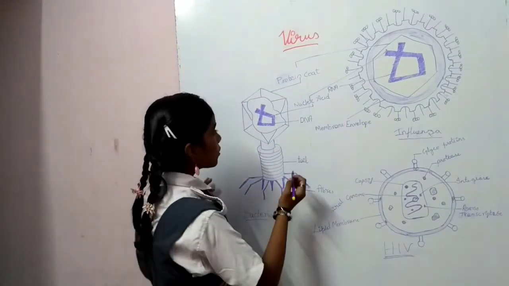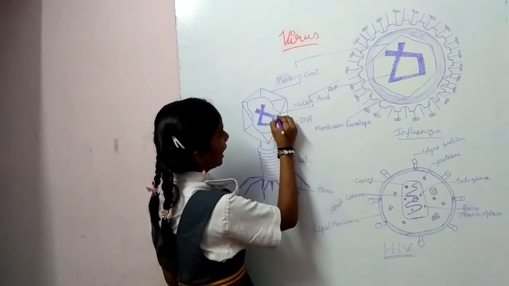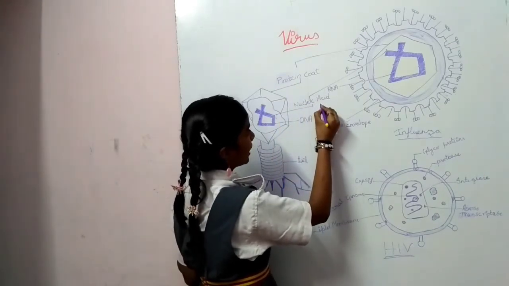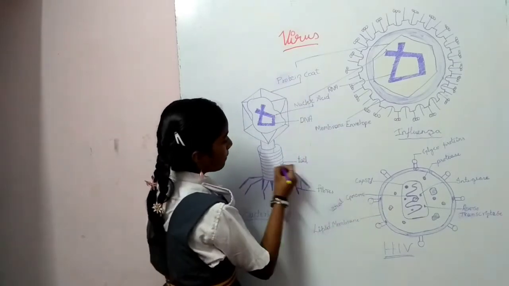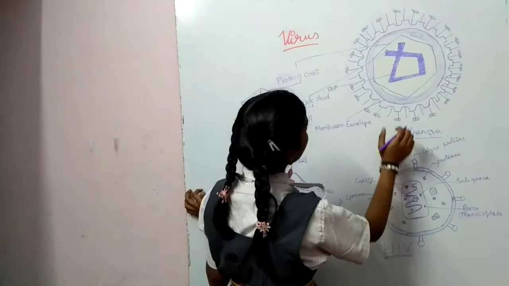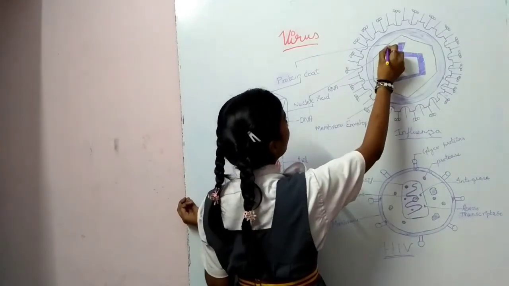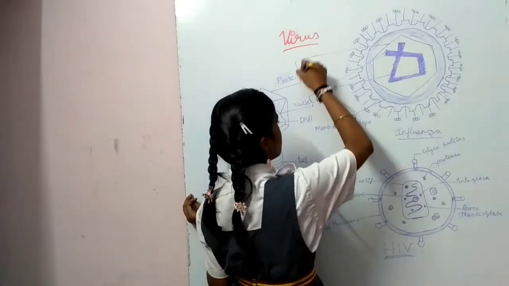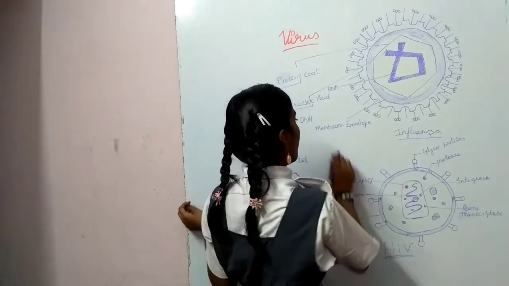Bacteriophage. In bacteriophage, the shaded part is known as DNA, and the rest of the circle is known as nucleic acid, and this coated part is known as protein coat, and this is known as tail, and these are known as fibers. For influenza virus, this shaded part is known as RNA, and the rest of the coated part is known as nucleic acid, and the coat is known as protein coat, and this lightly shaded part is known as membrane envelope.